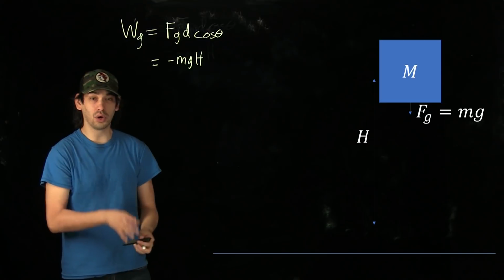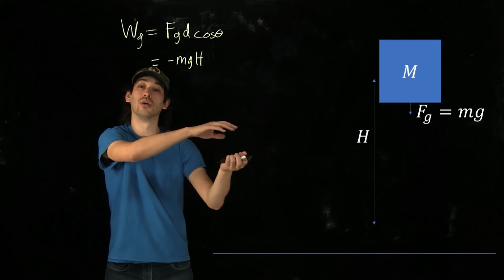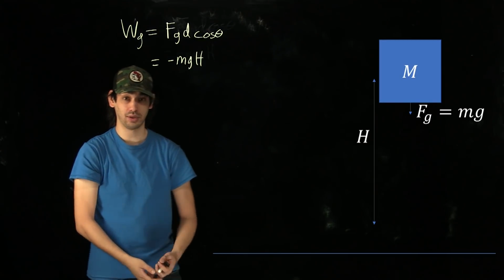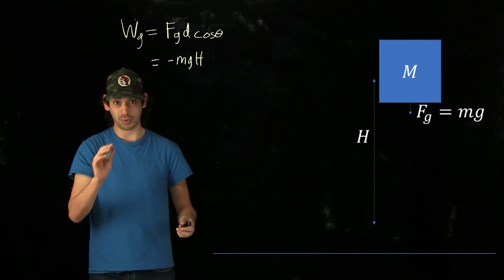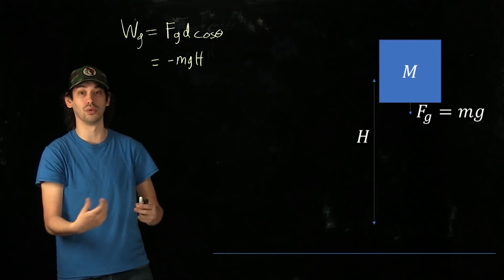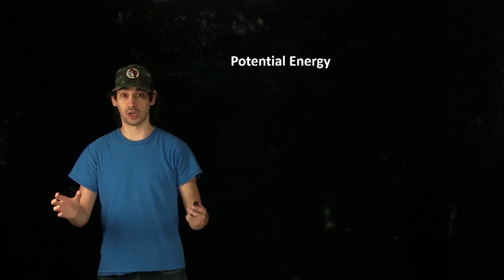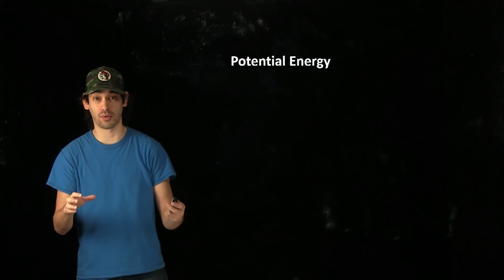And as we look at this block, now that it's lifted up here, what we say is it has the potential to be able to fall, to create kinetic energy. So what we do is we define the potential energy as this tendency or this ability of an object to do work. So now that we've conceptually defined potential energy, let's go ahead and talk about it in more of an algebraic way.